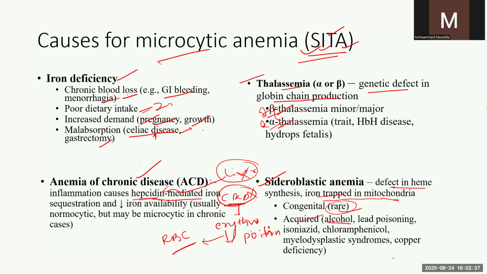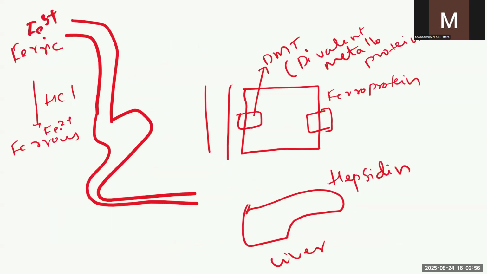So examples include alcohol, lead poisoning, isoniazid, chloramphenicol, myelodysplastic syndrome, and copper deficiency. Isoniazid is an anti-tubercular drug which can cause sideroblastic anemia as well as iron deficiency anemia. Under pathophysiology, I have drawn a diagram which explains the absorption of iron, the conversion of iron from inactive form to active form, how it goes inside the tissue and reaches the circulation, and from circulation how it goes to the bone marrow.